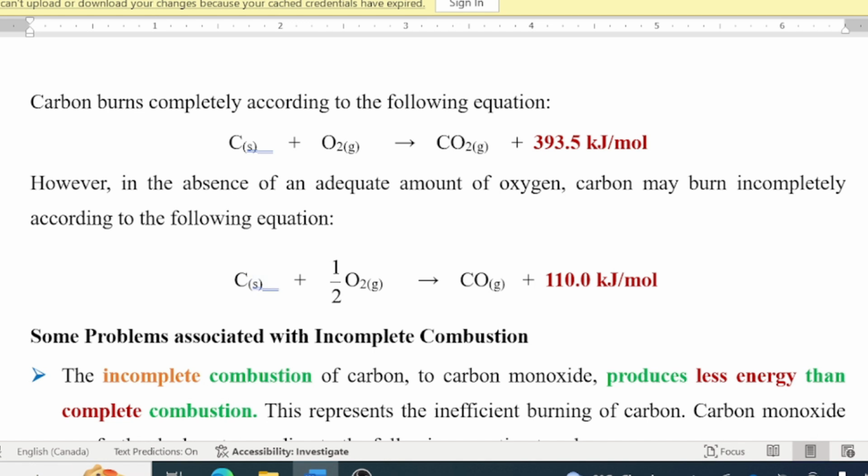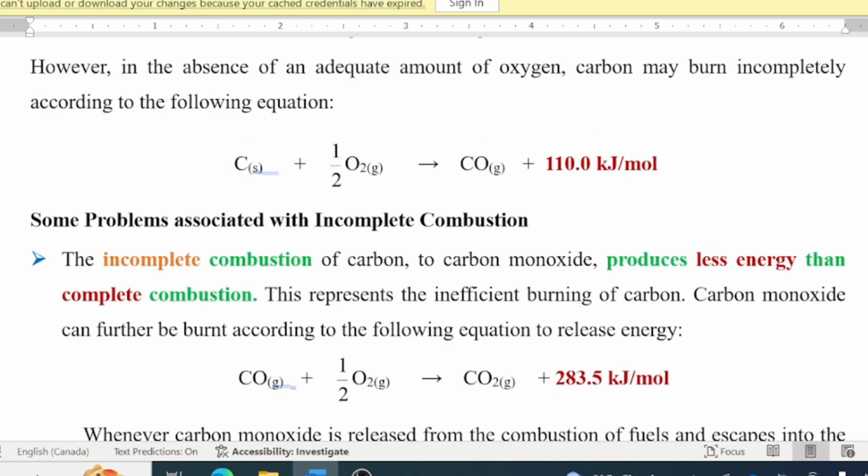However, if carbon is given, say, only half the quantity of oxygen, it will not be completely burnt. Instead, it is burnt to produce carbon monoxide, and you get only 110 kilojoules per mole of carbon being burnt. So right away you can see that complete combustion is more efficient than incomplete combustion. So two things are happening here. One, you're getting less energy, but then this gas that is being produced is called carbon monoxide, and you know about the deadly effect of carbon monoxide.